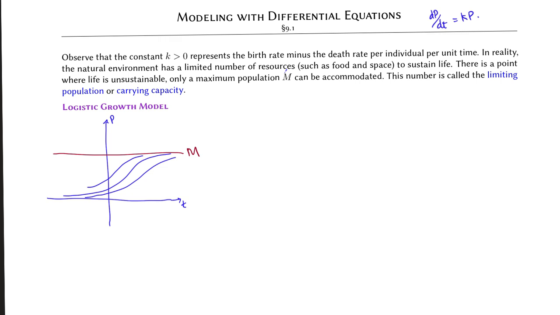If the population is below M, it keeps increasing until it reaches M and then stays flat. If the population is above M, then it needs to be decreasing until it reaches M, and it then stays flat. Thus, M is called the limiting population.